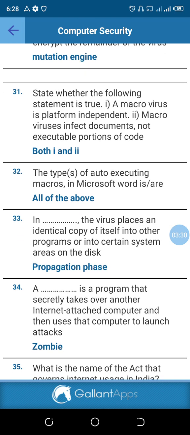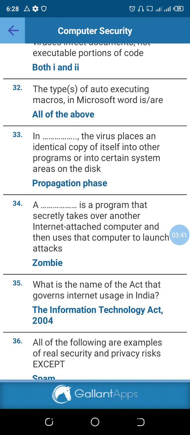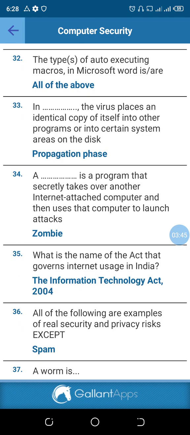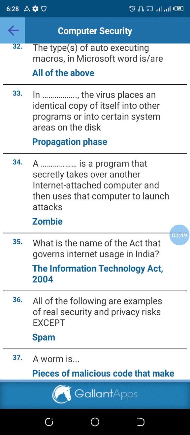A portion of the polymorphic virus, generally called a mutation engine, creates a random encryption key to encrypt the remainder of the virus. State whether the following statement is true: a macro virus is platform independent. A macro virus infects documents, not executable portions of code. Both are correct. The types of auto-executing macros in Microsoft Word are all of the above.